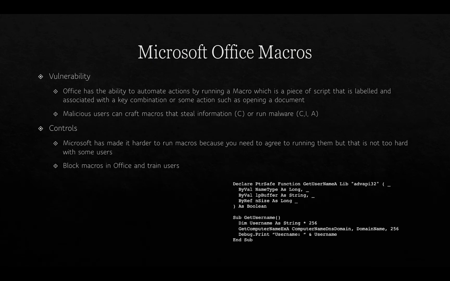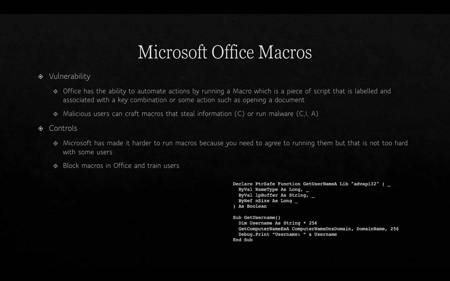I mentioned Microsoft Office macros. So Office has the ability to run these, which carry out automated functions that are useful in documents. So for example, doing a mail merge and then automatically inserting various bits of text into the mail is a type of office automation application. And malicious users can craft macros that steal information or run malware, affecting confidentiality, integrity, and availability.